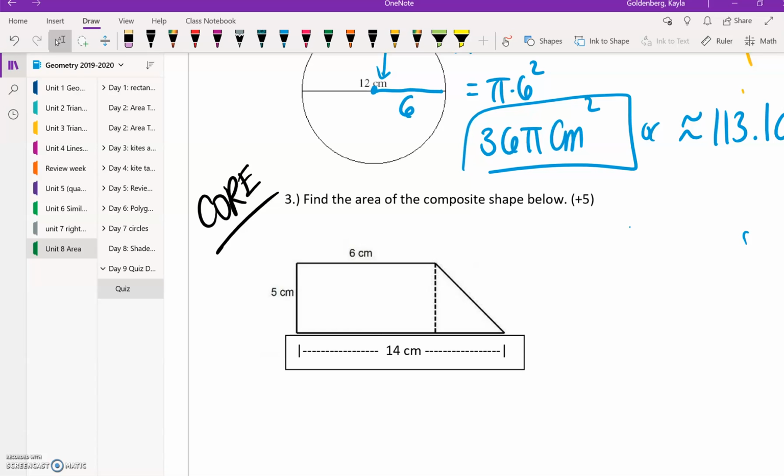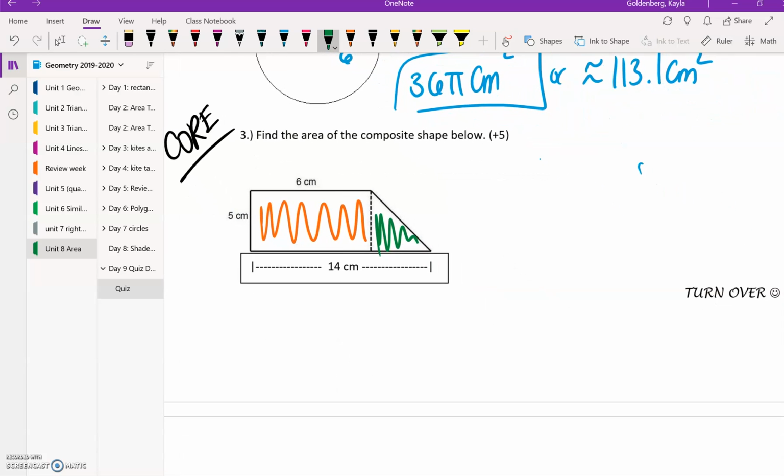So this one you can actually do it a couple different ways. Option number 1 is you can find the area of the rectangle and the area of the triangle and add them together. Option number 2 is you also could look at it like a trapezoid and use your trapezoid formula. So I'm going to show you guys both ways. So option 1, which would be rectangle plus triangle, right?